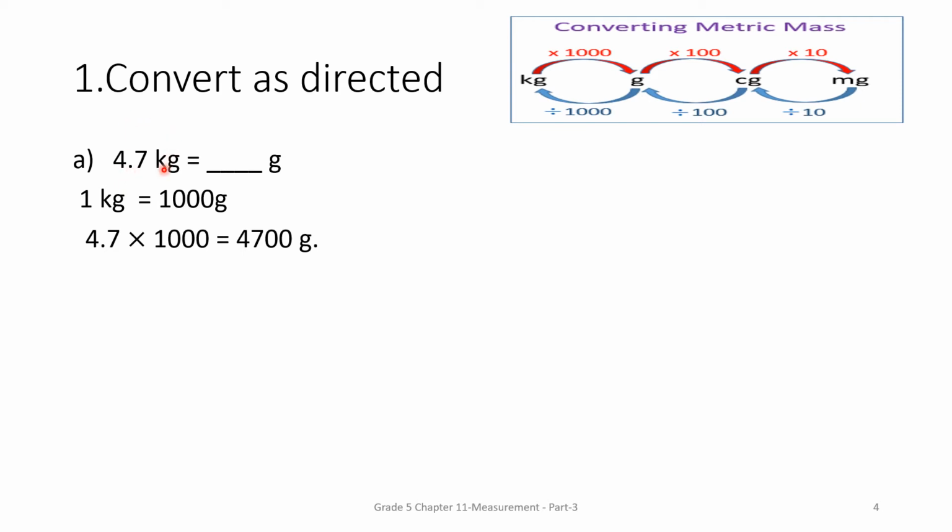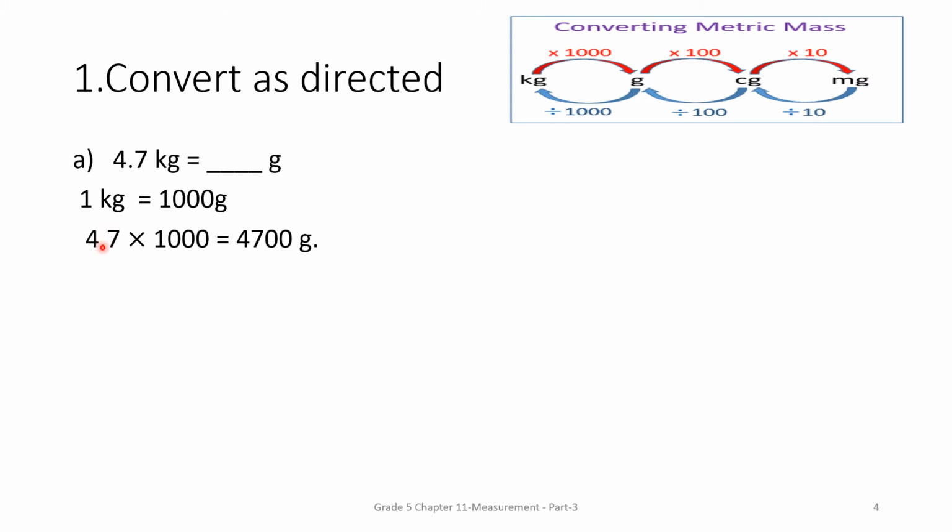For that we have to multiply 4.7 with 1000. So let's see here multiplication by 1000. First of all, count the number of zeros. Here we have 3 zeros. See 1, 2, 3. So what do we need to do with the decimal point? We need to shift this decimal point to its right by 3 digits. So let's do that.